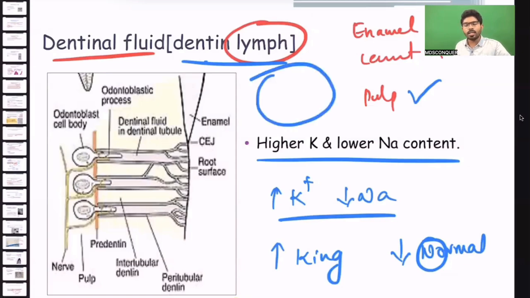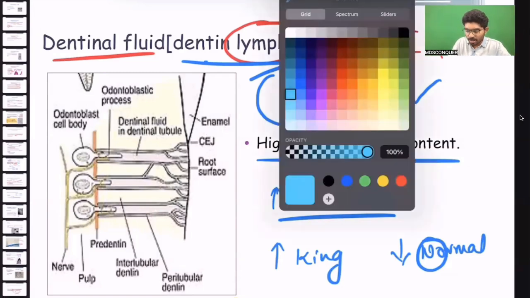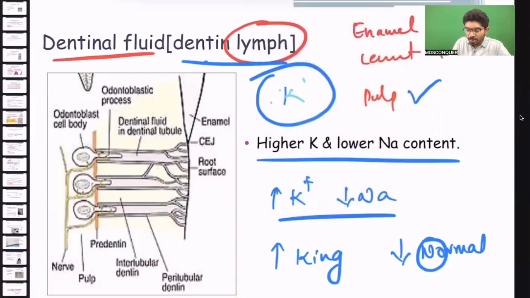Inside the cell, which ion is more? Inside the nerve, which ion is more? Yes, very good. Inside the kingdom, who is the topper? King is the top. K plus is the top. Okay, very good.